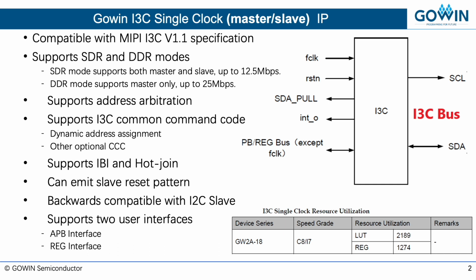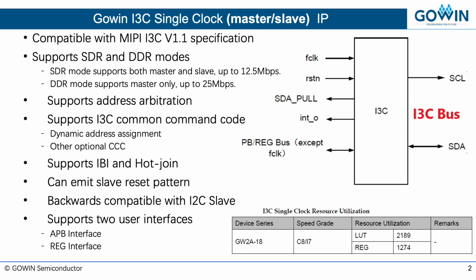We support in-band interrupts and hot join. When an I3C slave joins the bus via hot join, it is allocated a new dynamic address. Our IP can reset a stuck I3C slave on the bus by emitting a reset pattern. This IP is backward compatible to I2C, meaning that an I2C slave will work on an I3C bus, but the interrupts will have to be dealt with directly by the application processor.